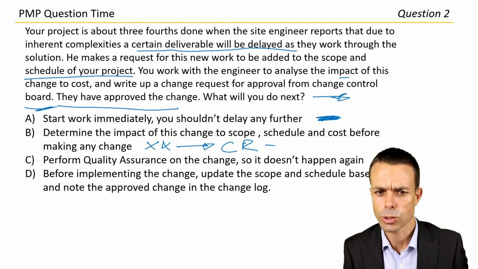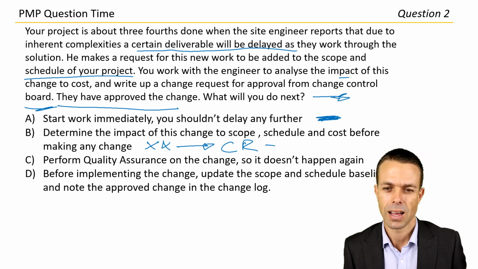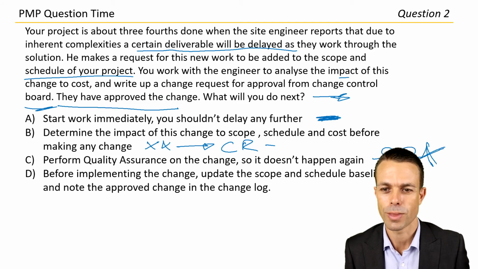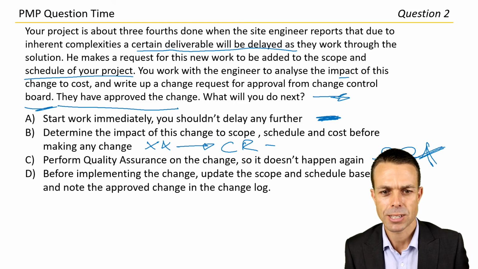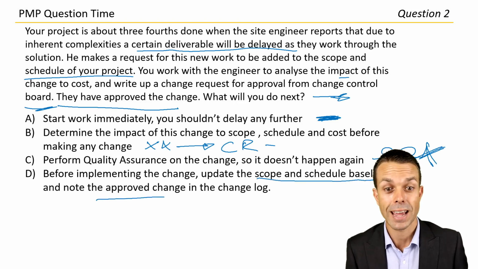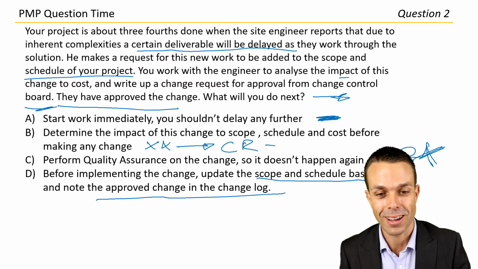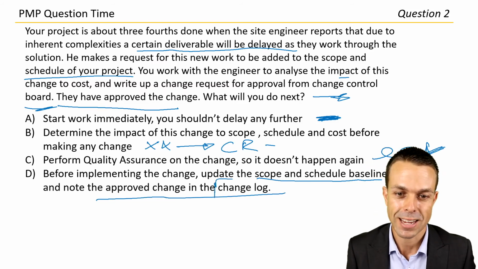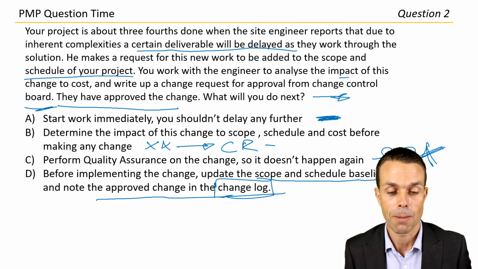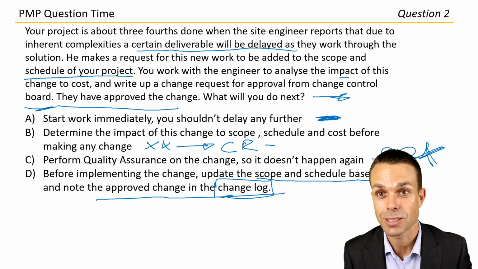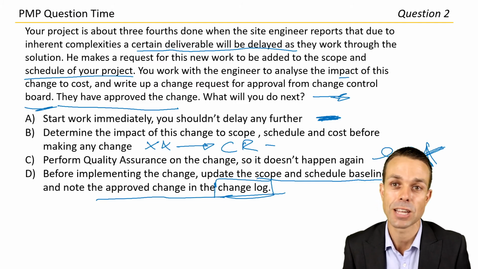Perform quality assurance on the change so it doesn't happen again. I mean, maybe like bring it up in a retrospective or something, but I probably wouldn't phrase it like that. I'm not going to go with that one for now. Before implementing the change, update the scope and schedule baseline and note the approved change in the change log. That's definitely the one. We definitely want to put that in the change log because it's been approved. That's our document update. And then we do want to adjust the baselined documents as well, which happens once the change has been approved.